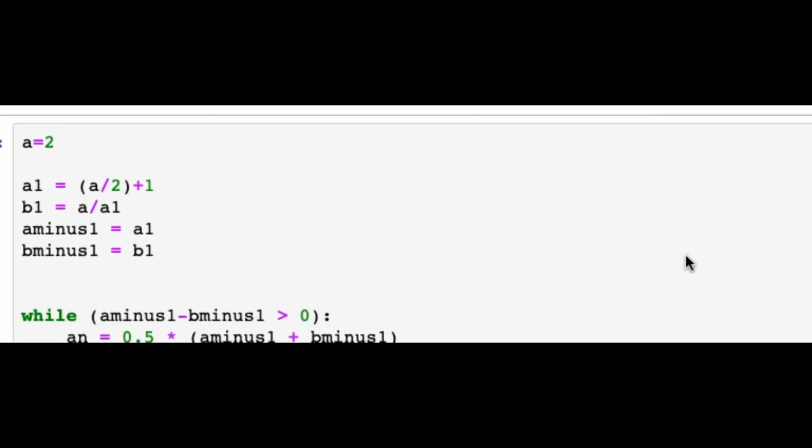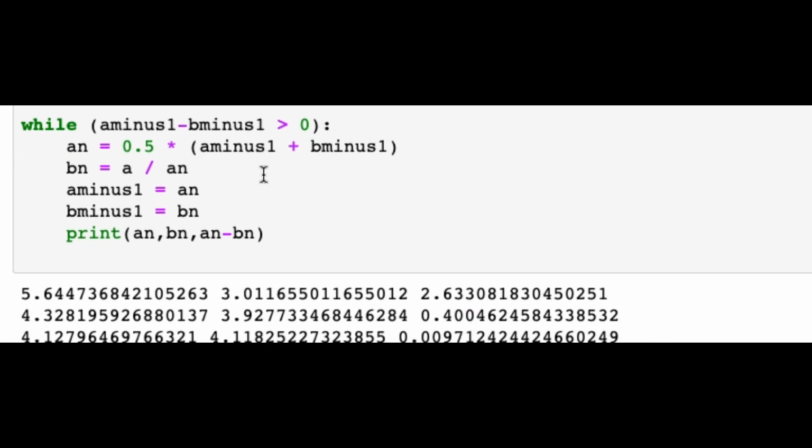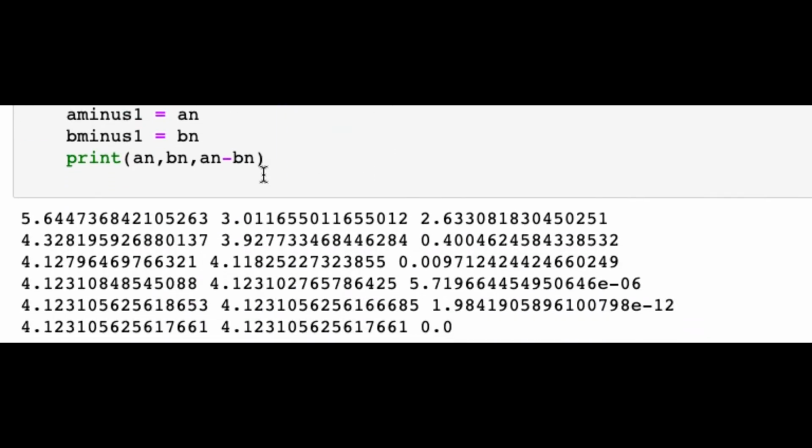Now we can show this algorithm will work with any number. So let's put 17. Run this. Okay. And the square root of 17 is 4.123105.